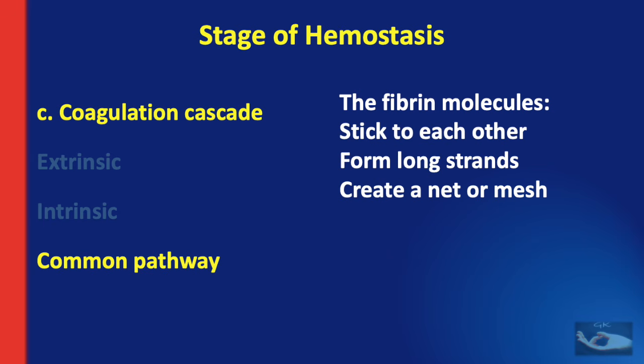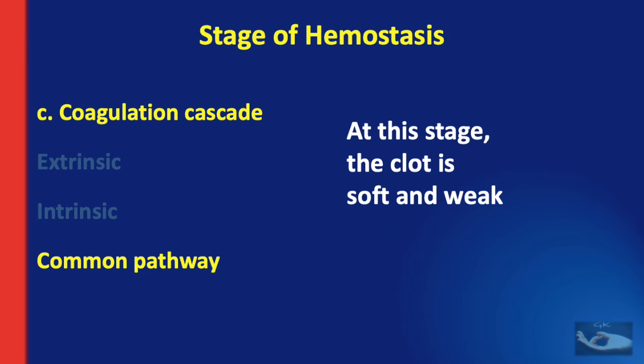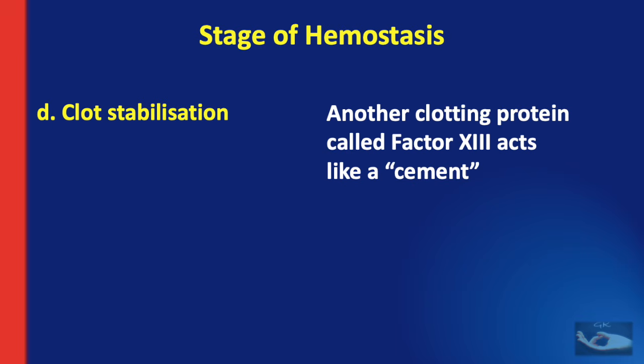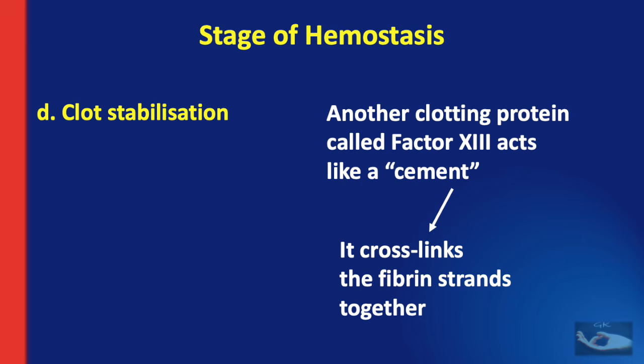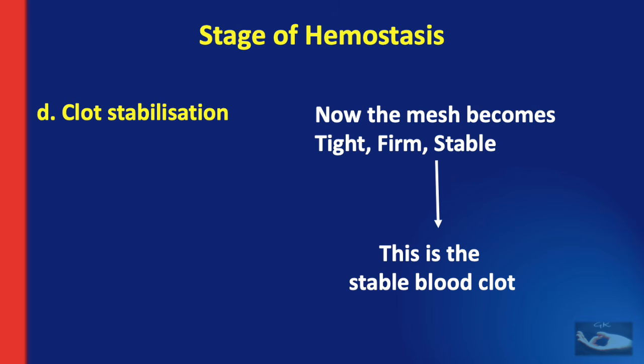These sticky fibrin molecules stick to each other, they form long strands and create a net or mesh, and platelets and RBCs are trapped in this mesh. This covers the injury to the blood vessel and forms a clot which is soft and weak. This clot has to get stabilized. Another clotting protein called factor 13 acts like a cement which cross-links the fibrin strands together. Now the mesh becomes tight, firm and stable, and this is the stable blood clot.